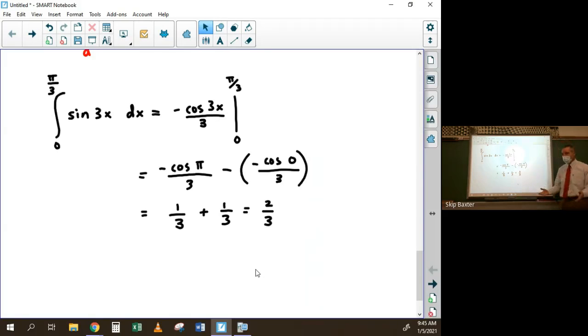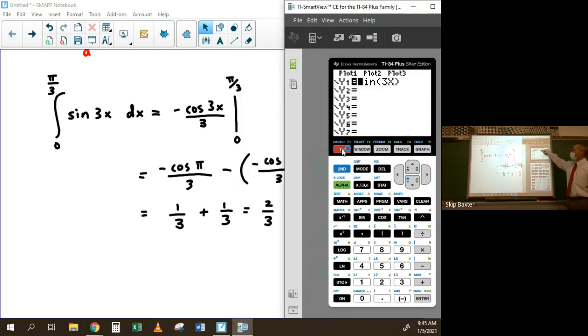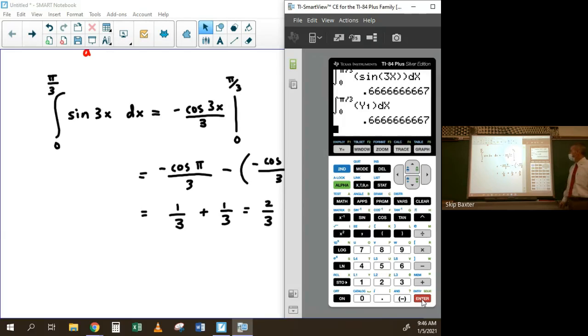You need to be comfortable with doing it on your calculator. And remember, the shortcut on your calculator is if you've already typed in the function and you're on the working screen, you could just do math 9 from 0 to pi over 3. Instead of typing in the function, which this function is not that complicated, but sometimes they will be, you can use the vars key. You can do variables, y variables, function 1, and it'll automatically take whatever you typed in as function 1, dx. Okay? Any questions on that then?